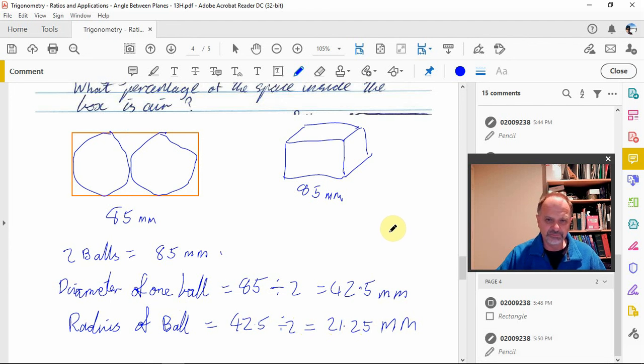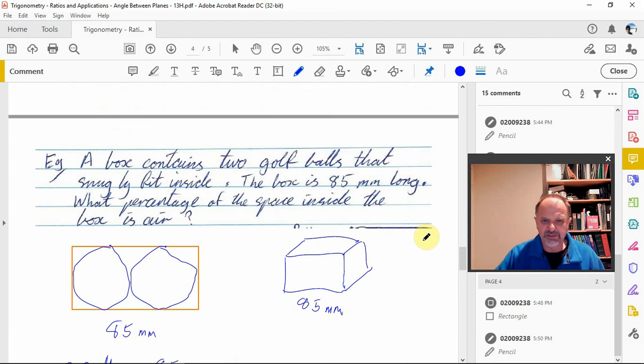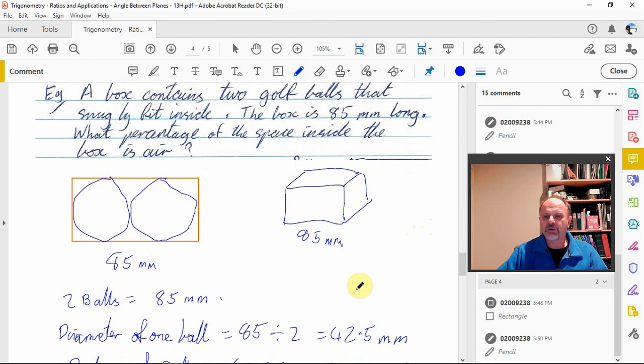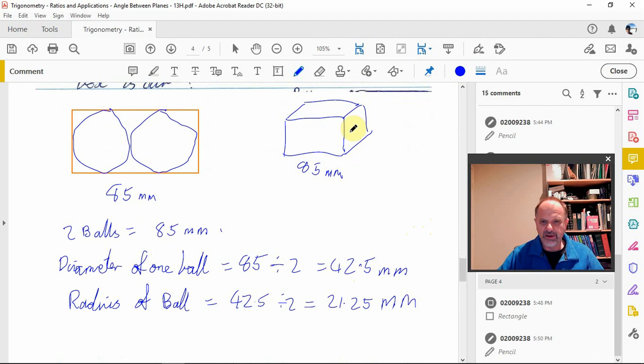Okay, so the question says, what percentage of the space inside the box is air? So these bits around here, they're air. So what can we do? Well, we can figure out the volume of the whole box. We can do that pretty easily because we now know that that's 42.5 there, and this is 42.5 at the height. We now know the radius of our ball, so we can work out the volume of that.